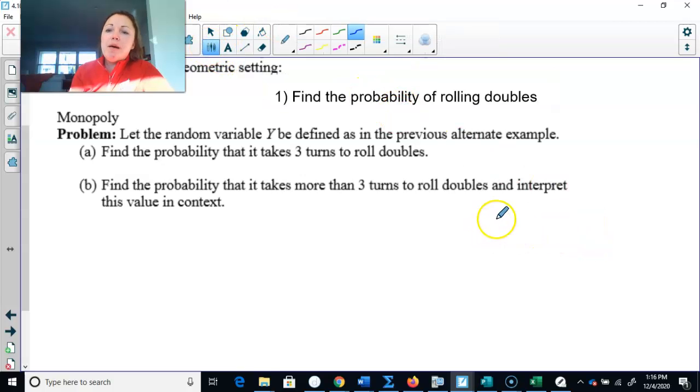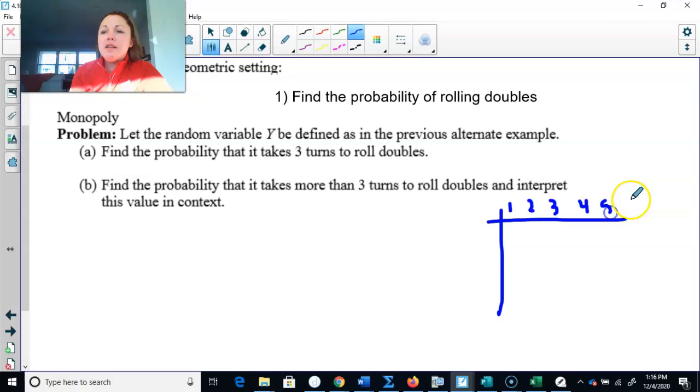Anytime you have 2 dice problems, make the grid. We can have a 1, 2, 3, 4, 5, and 6 with one of the dice, and 1, 2, 3, 4, 5, and 6.